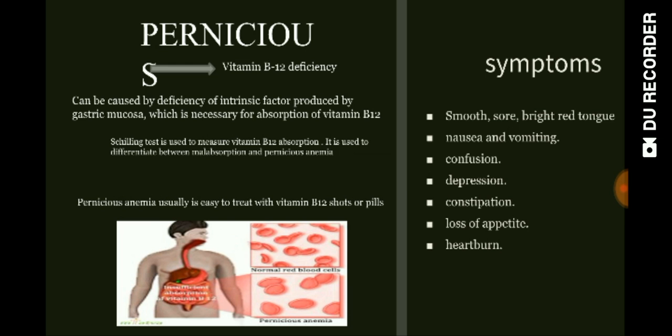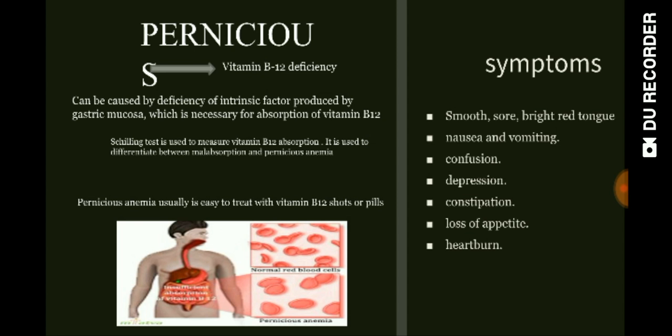Pernicious anemia is a vitamin B12 deficiency. This can be caused by a deficiency of your intrinsic factor, which is produced by gastric mucosa and is necessary for the body to absorb vitamin B12 successfully. The Schilling test is used to measure vitamin B12 absorption, and it's used to differentiate between malabsorption or pernicious anemia. Pernicious anemia is usually easy to treat and involves vitamin B12 shots or pills.